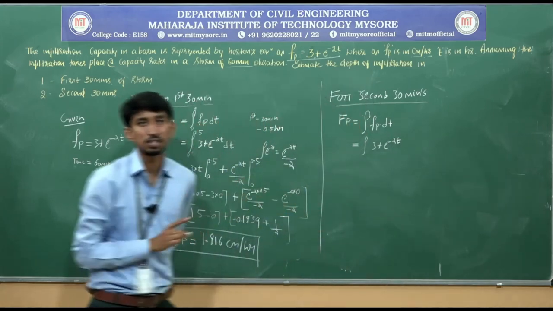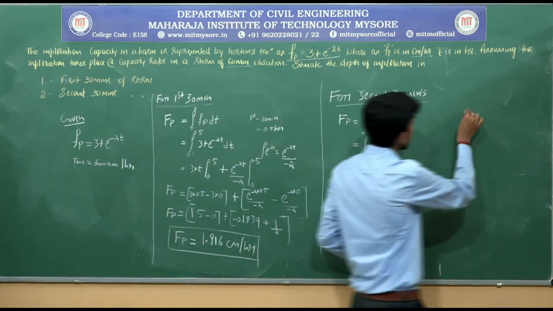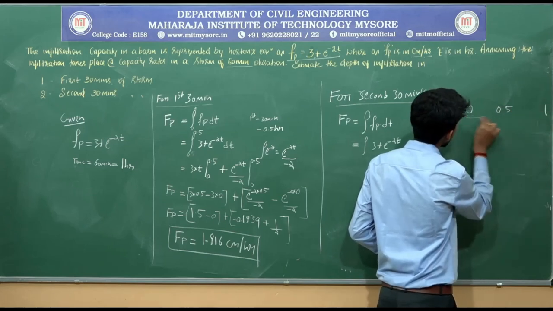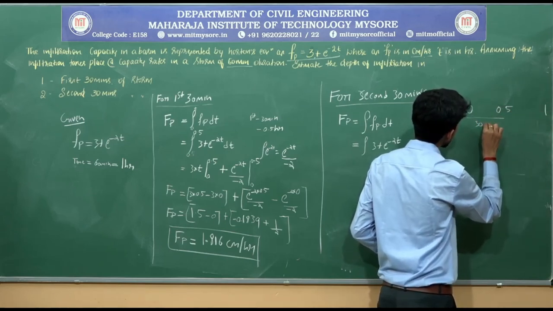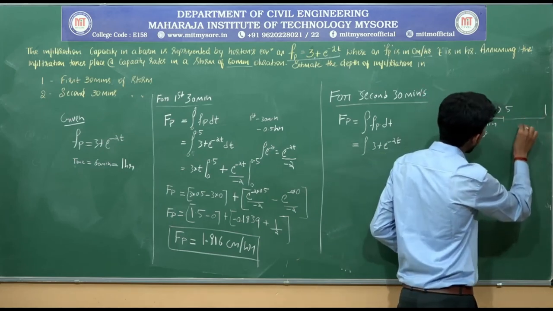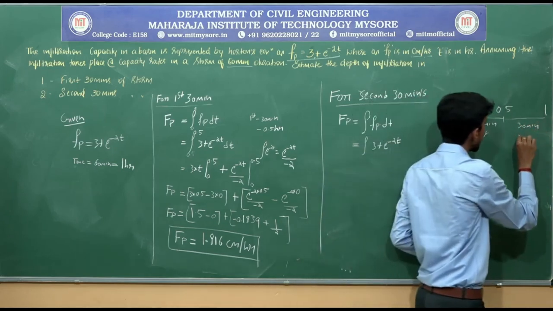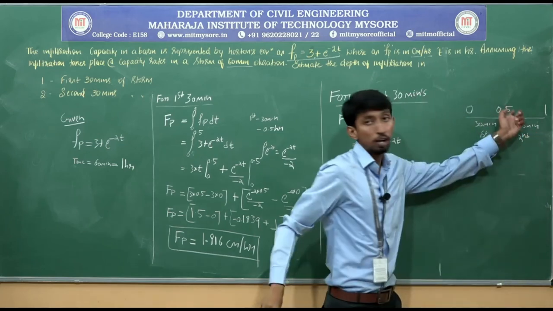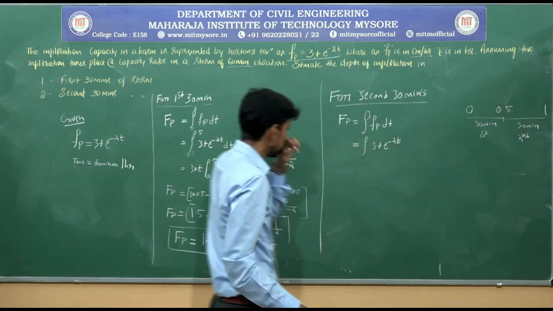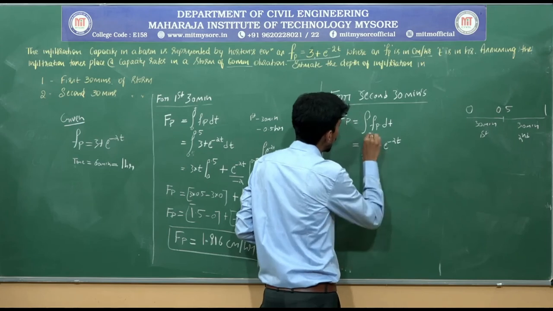Now what are the limits? Here the time is the second 30 minutes. Already the first 30 minutes is over. Now the limit is the next 30 minutes. Now the limit will change from 0.5 to 1.